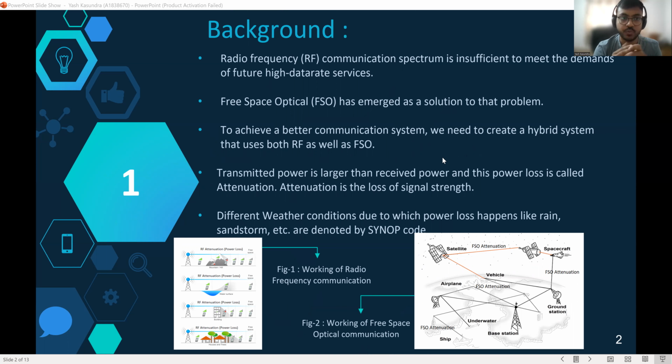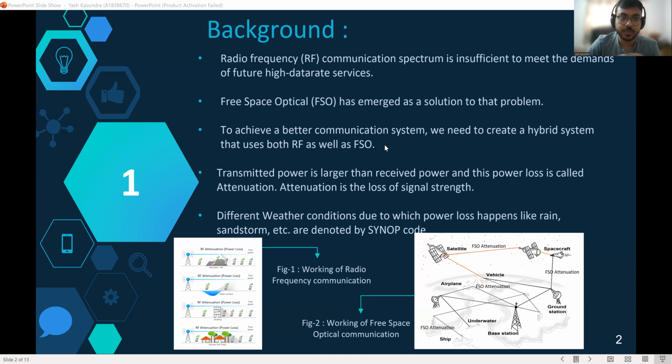Therefore, our goal for this project is to find the impact of different weather conditions and natural occurrences on these two channels and create a hybrid channel that makes use of both FSO as well as RF depending on different weather conditions.